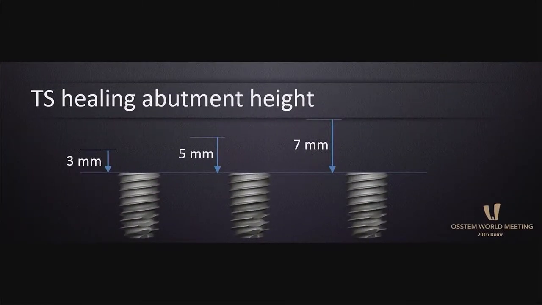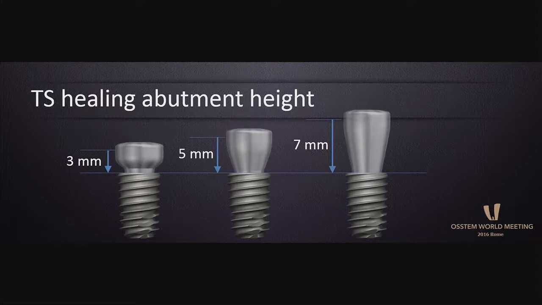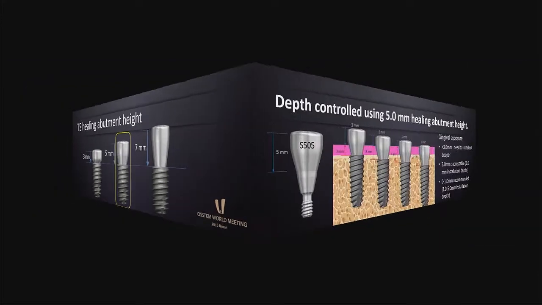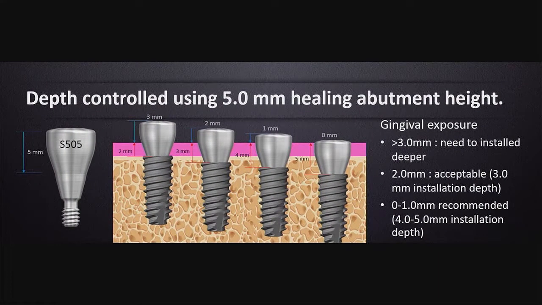In the TS implant system, we have the part that we call the healing abutment, which comes in 3 different heights that we can use: 3, 5, or 7 millimeters. And as demonstrated by Dr. Cho, he likes to use the 5 millimeter healing abutment in his live surgery. This is because he can easily do the depth control by using the 5 millimeter healing abutment.